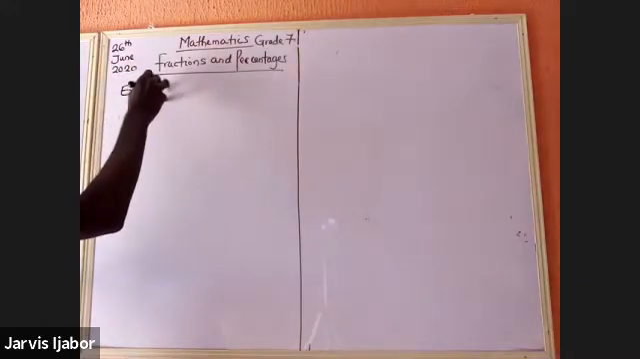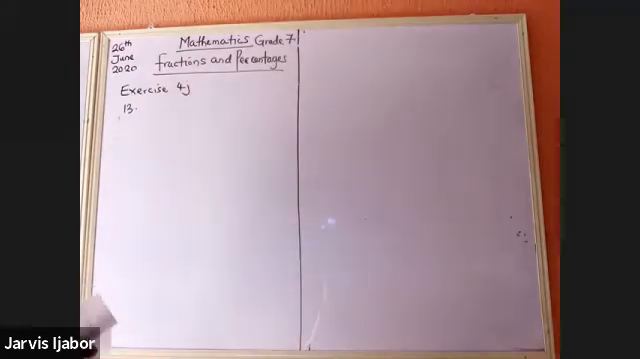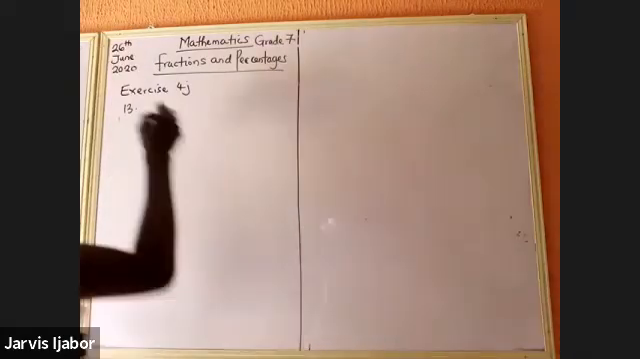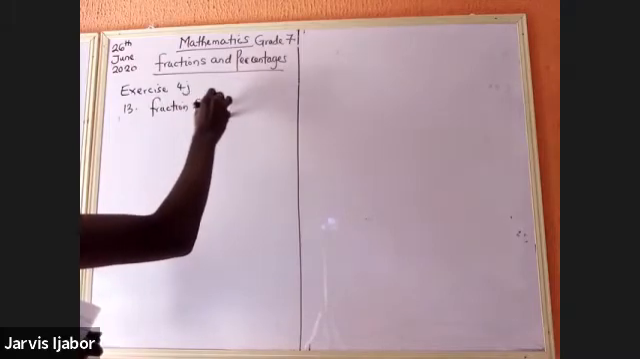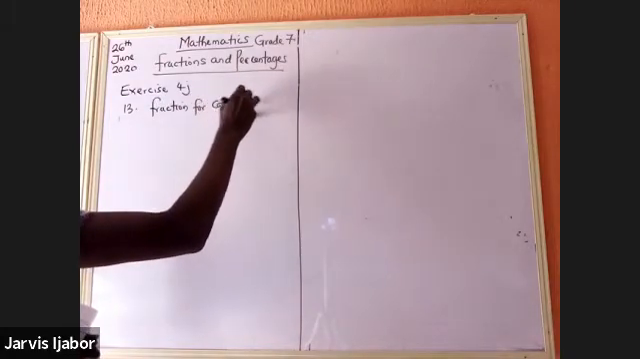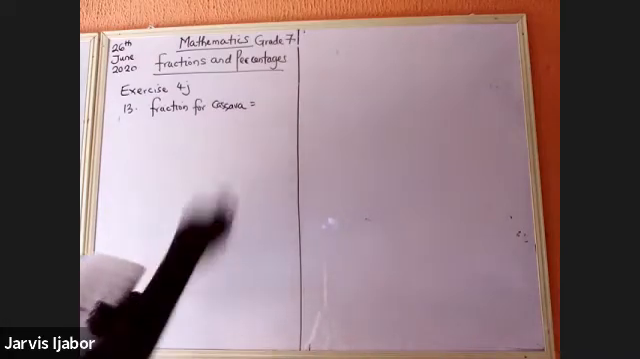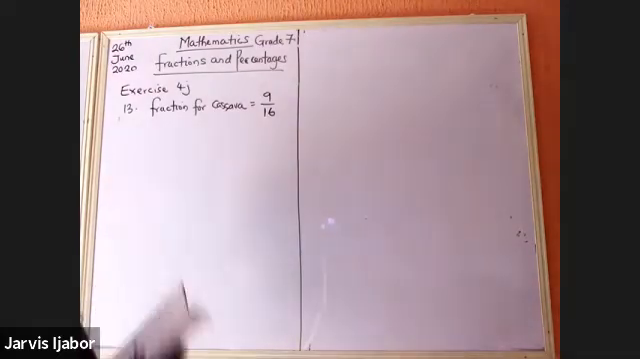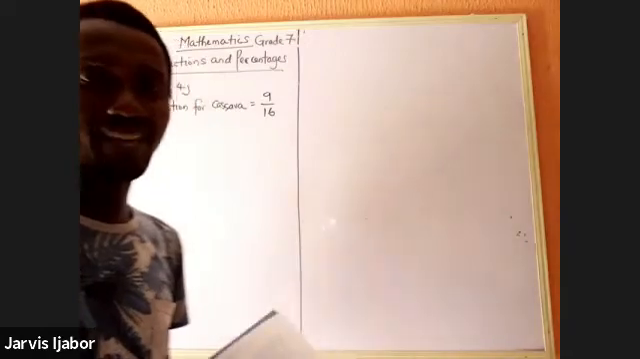Exercise 4G, question 13. In question 13, we have that a farmer uses 9/16 of the field for growing cassava. So the fraction for cassava will be equal to 9/16. Now, he said he uses 2/7 of the remainder.